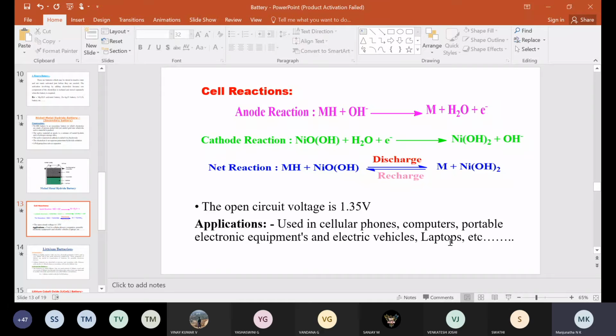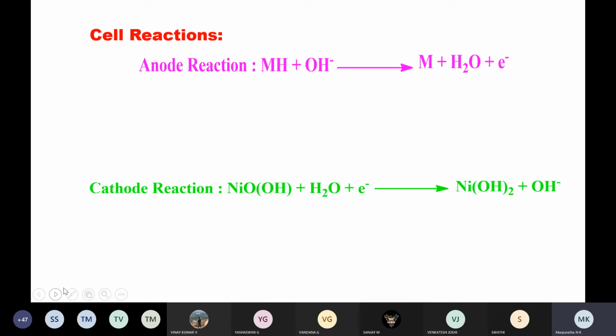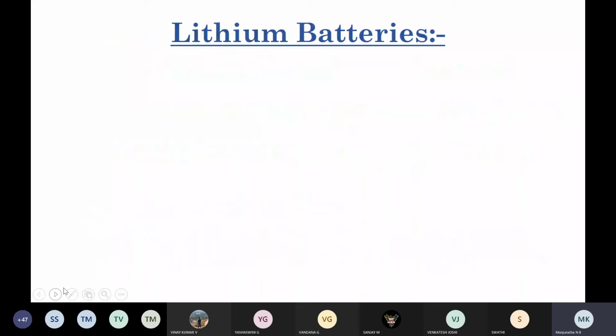It's over. Yes, sir. Okay. This is about the first one, that is nickel metal hydride battery. Coming to the next, another example for secondary batteries, that is lithium ion batteries. In some batteries, during construction, the lithium material is used as one of the materials to construct a battery. It is because of its characteristics. Due to the good characteristics of lithium metal, in some batteries lithium is used as one of the materials during construction.